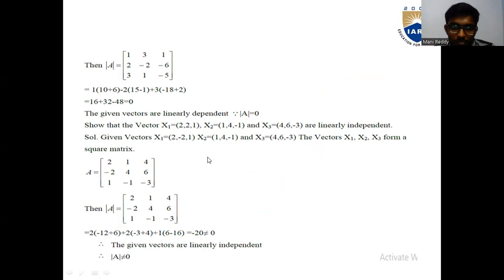Linear dependence means det A equals 0. Linear independence means det A not equal to 0. That much only. You know how to find a determinant.